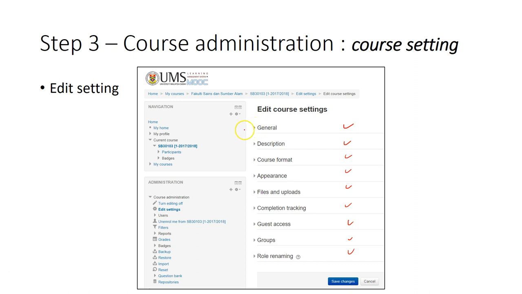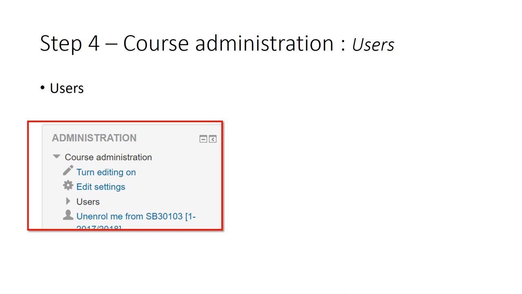So what I'm going to show here is to focus on a few things. So it's general, description, course format, appearance, completion tracking. These are the five things you have to do in the Smart UMS. So we can click.